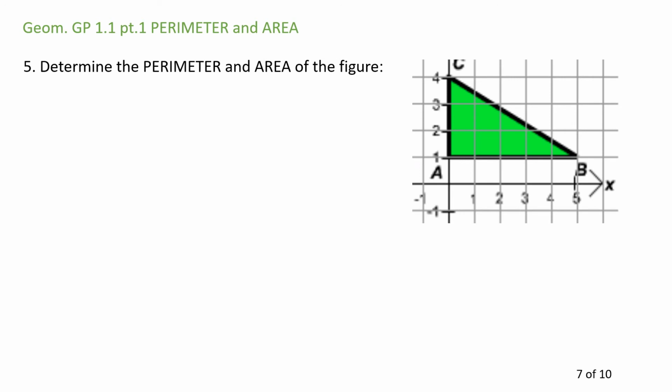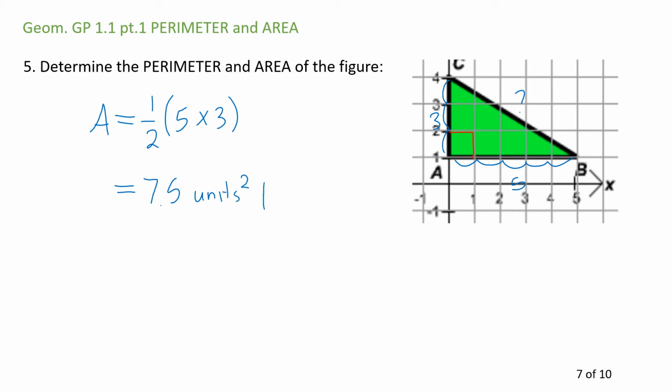Fairly basic one. 1, 2, 3, 4, 5. 1, 2, 3. I don't need to know that distance. I just know that the altitude and the base are at right angles to each other. I think that's 7.5, but I better check. Of course I know what it is. Again, units squared. If this were inches, it would be inches squared.